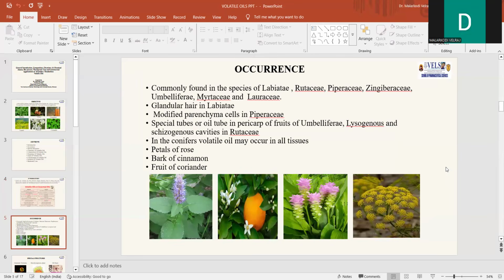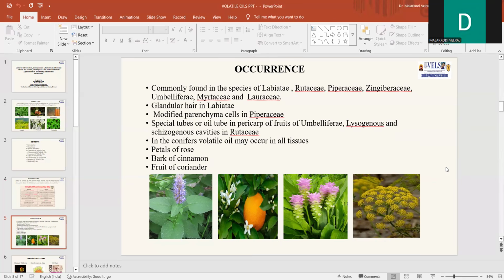Occurrence of volatile oils. They are commonly found in the species of Labiatae family plants, Rutaceae, Piperaceae, Zingiberaceae, Umbelliferae, Myrtaceae, and Lauraceae. In Labiatae family plants, the volatile oils occur in the glandular hairs of the plants. They occur in modified parenchyma cells in the family of Piperaceae plants. Special tubes or oil tubes occur in the pericarp of fruits of Umbelliferae, and lysigenous and schizogenous cavities in Rutaceae family plants.